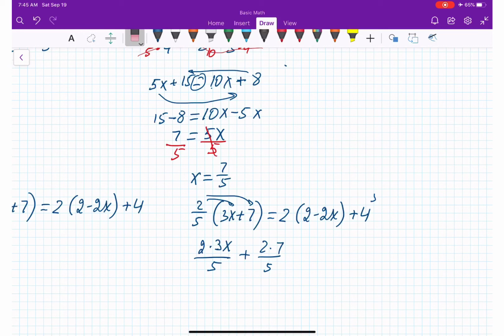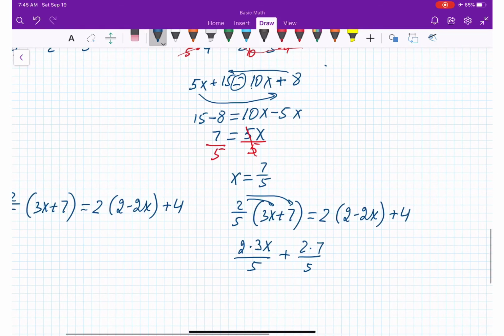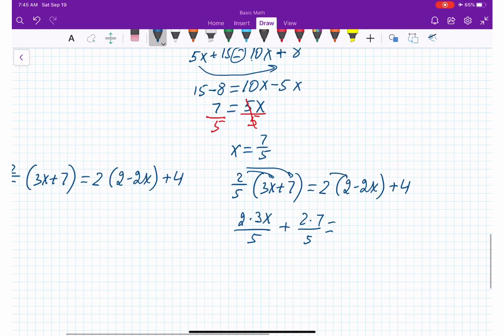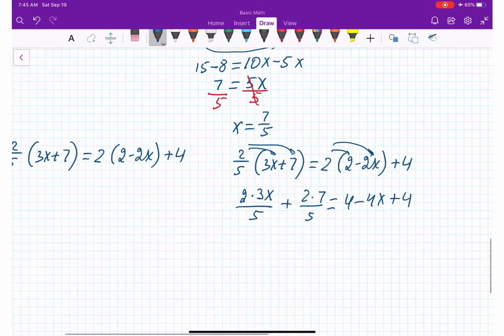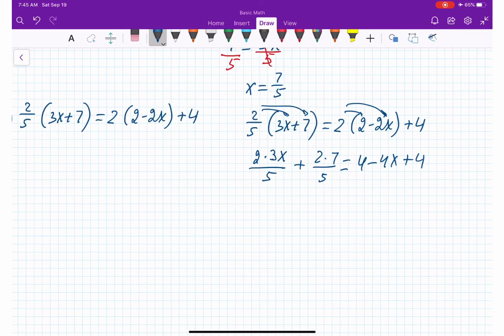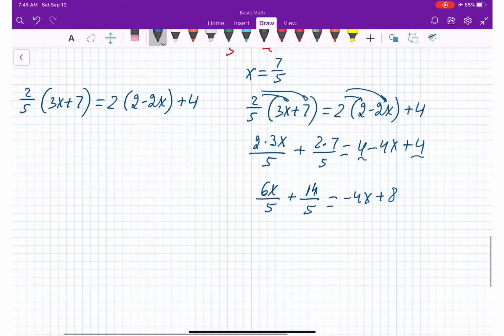So, equal. So 2 times 2 is 4, 2 times negative 2x is negative 4x, and plus 4. All right, well, let's see what we have. 2 times 3x is 6x over 5, plus 2 times 7 is 14 over 5, equal, well, I can combine these two like terms, negative 4x plus 8, 4 and 4, 8. Okay, common denominator is 5, right? Which means here I divide by 5, multiply by 5. Here I divide by 5, multiply by 5.